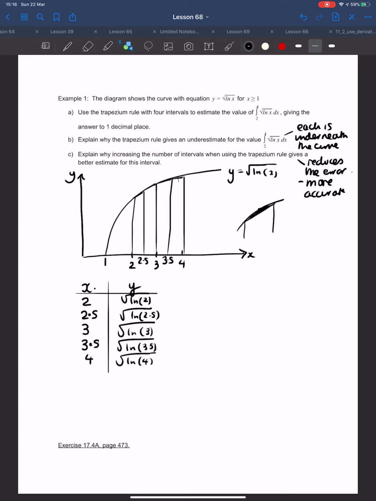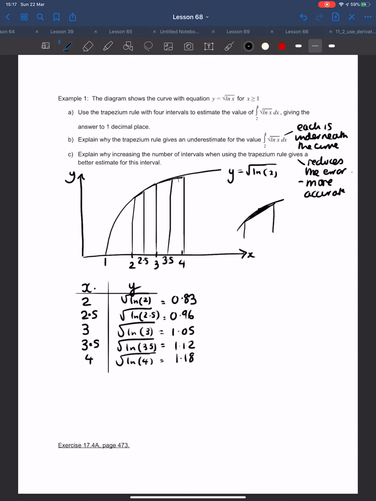Oh, they've got the answers in the book here actually. The same we do it on a calculator. 0.83, 0.96, 1.05, 1.12, 1.18.